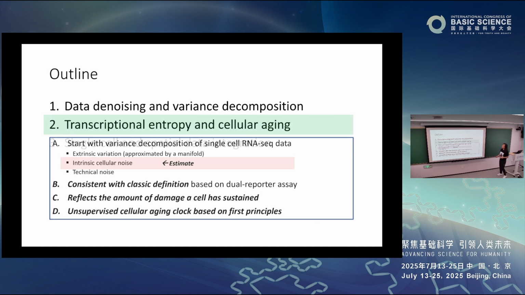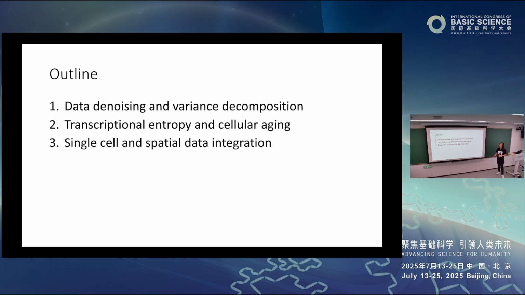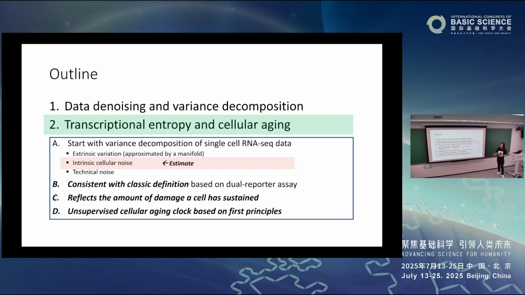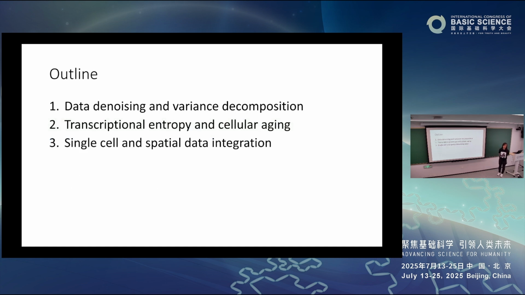So we were very happy that this statistical measure that came out of our attempts to denoise the data in the end gave us a very biologically meaningful quantity to be used to stratify cells based on their amount of damage. Okay, so that's the second part.